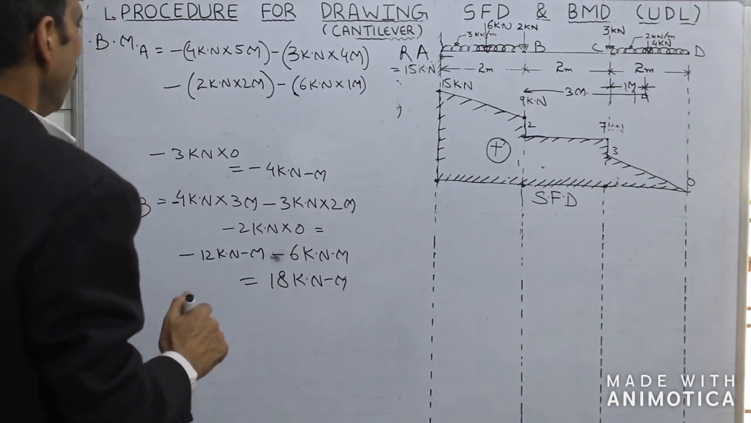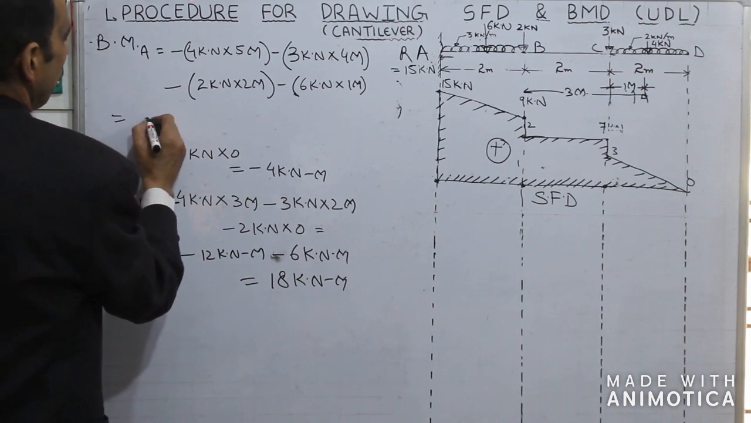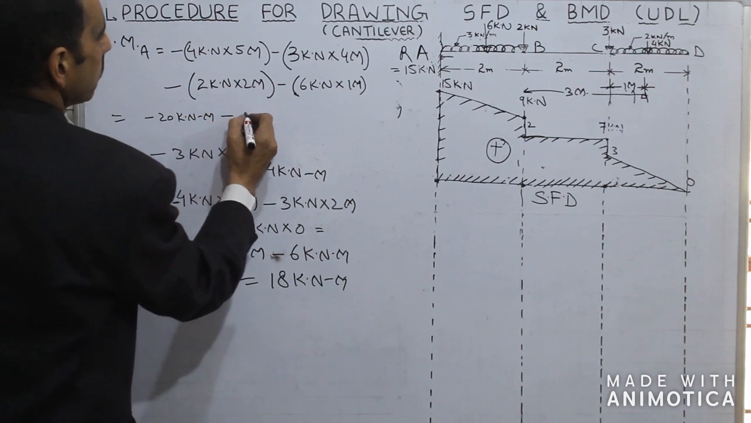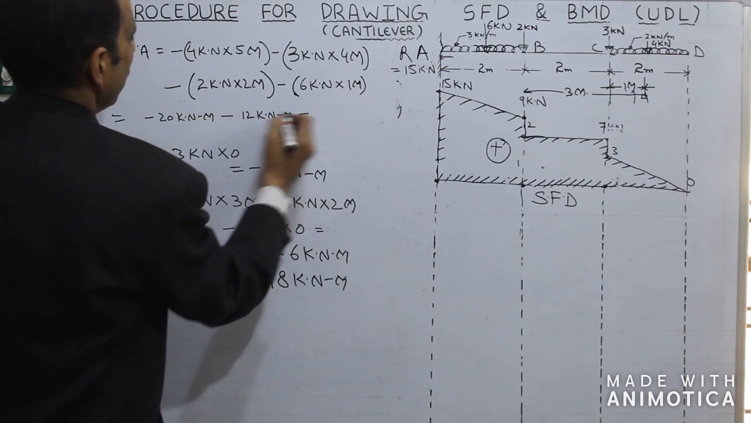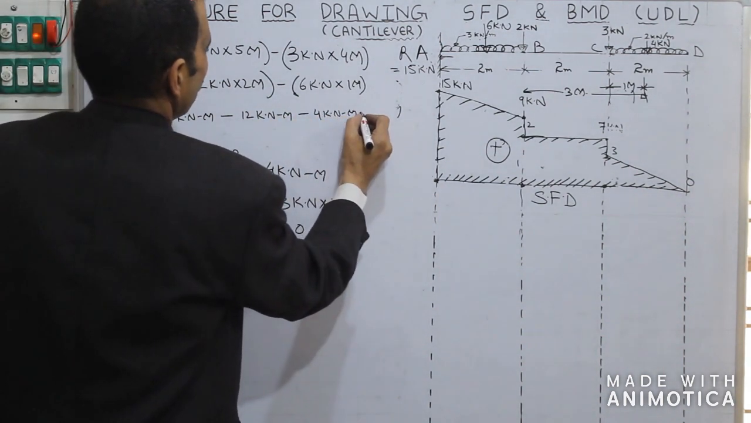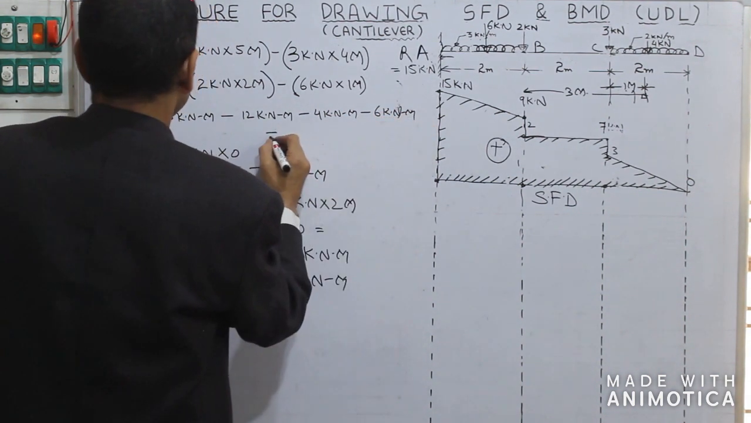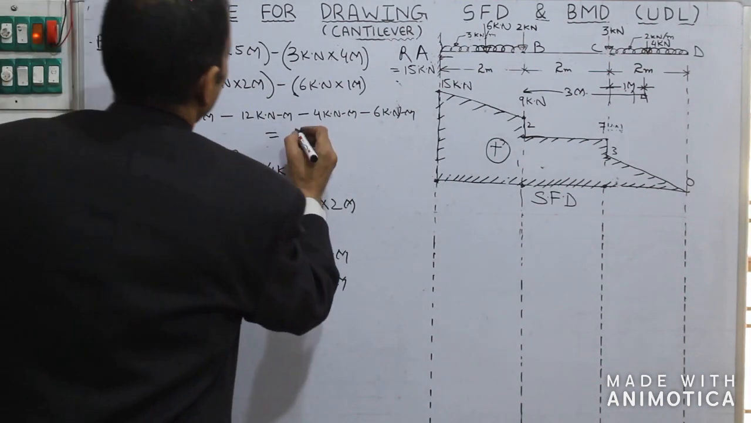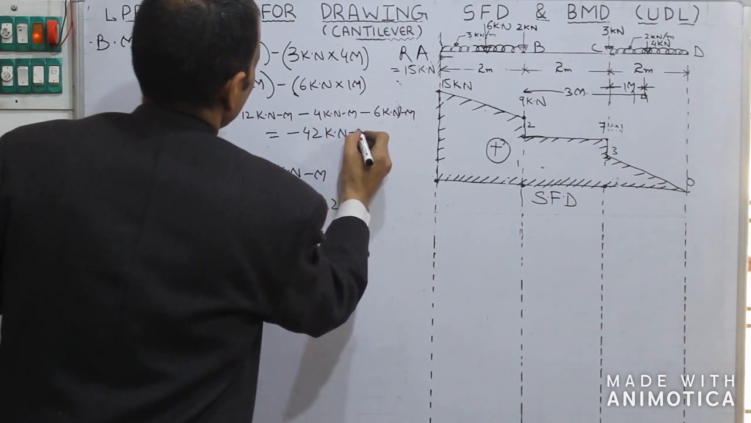Right? Now, what will be here? The calculation is minus 20 kilonewton meter, minus 12 kilonewton meter, minus 4 kilonewton meter, minus 6 kilonewton meter. It becomes minus 42 kilonewton meter.